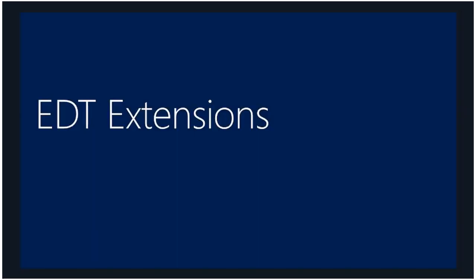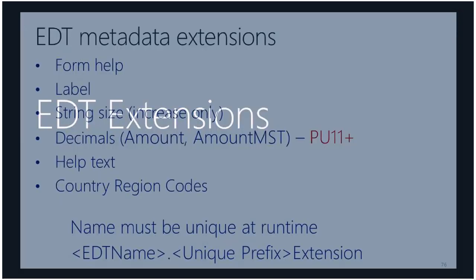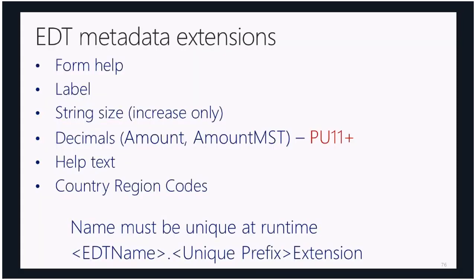EDTs are also extensible in Dynamics 365 for operations. EDTs only support a limited number of metadata property extensions. The primary reason most people extend EDTs is to increase the string size of a field. We recently added the ability to change the number of decimals for real types. This is currently only supported for the EDTs amount and amount MST, and only on platform update 11 or greater. We'll be adding additional EDTs based on customer feedback.